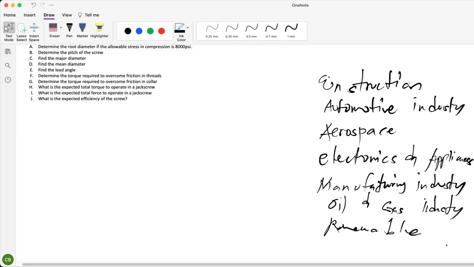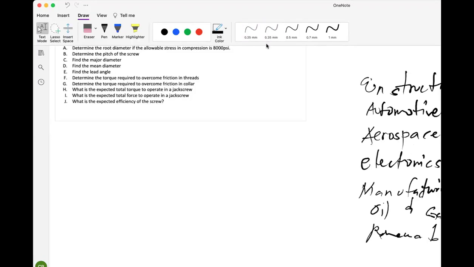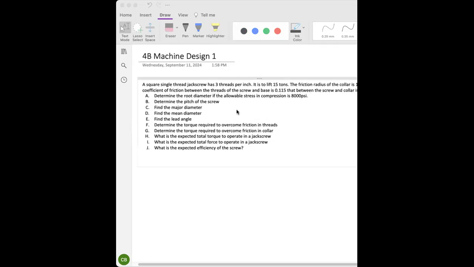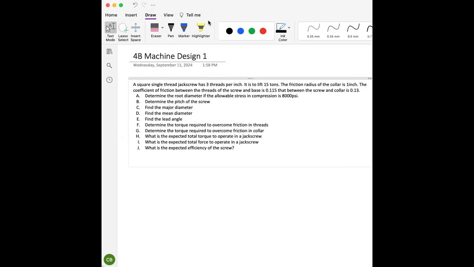So these are the versatility of your threaded fasteners. No? Okay. So we solve another problem. So the problem would be, let me wait for a while.